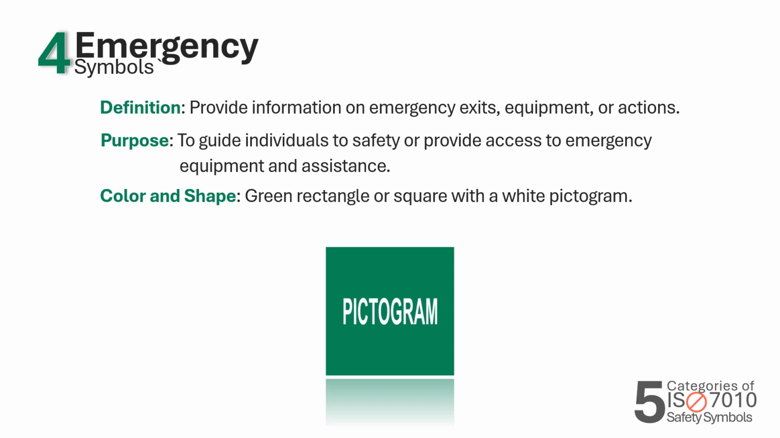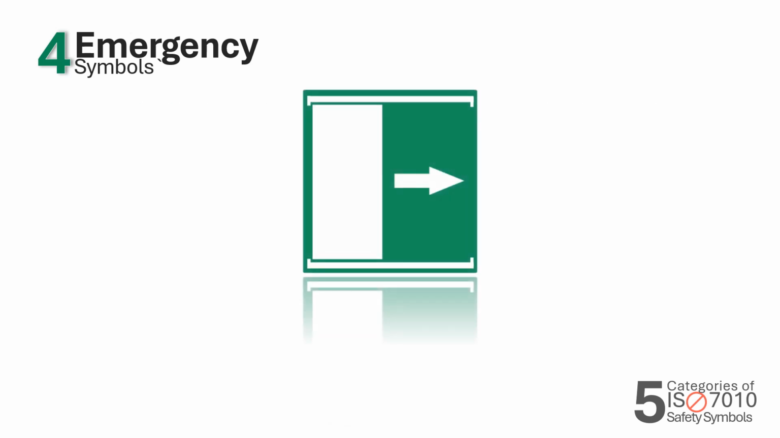How do we recognize them? Emergency symbols are usually shown in a green rectangle or square with a white pictogram. The green color is associated with safety and indicates that the symbol is guiding you to something important for emergency situations. The white pictogram inside the green shape represents specific emergency instructions or equipment, making it easy to identify what you need to do or where to go. Here is an example of emergency symbols.